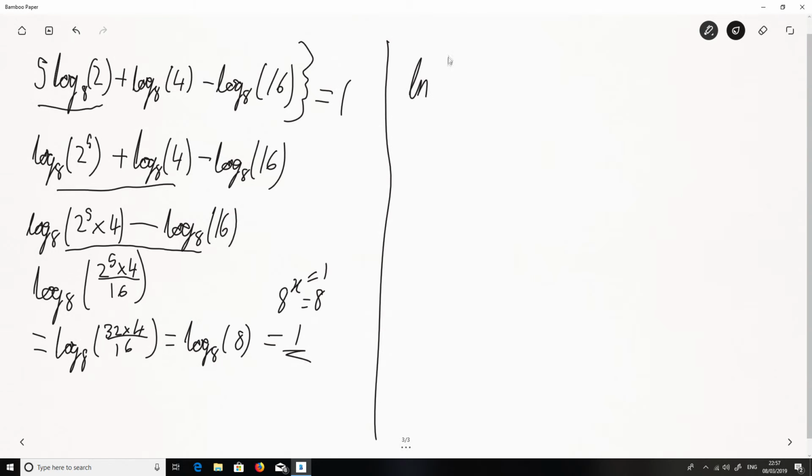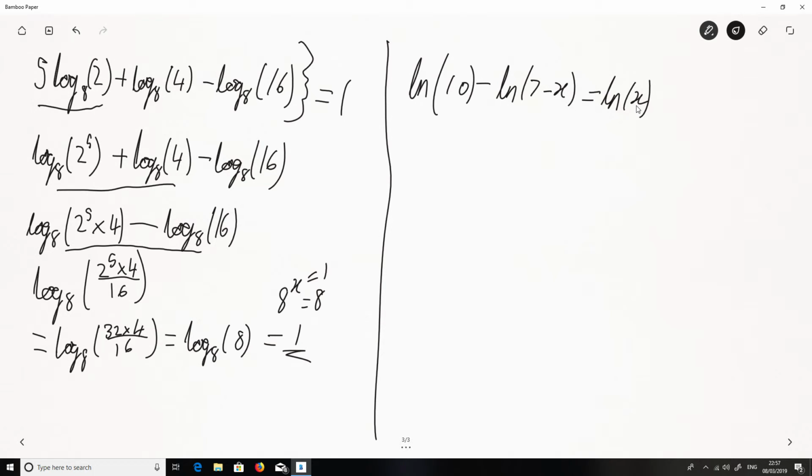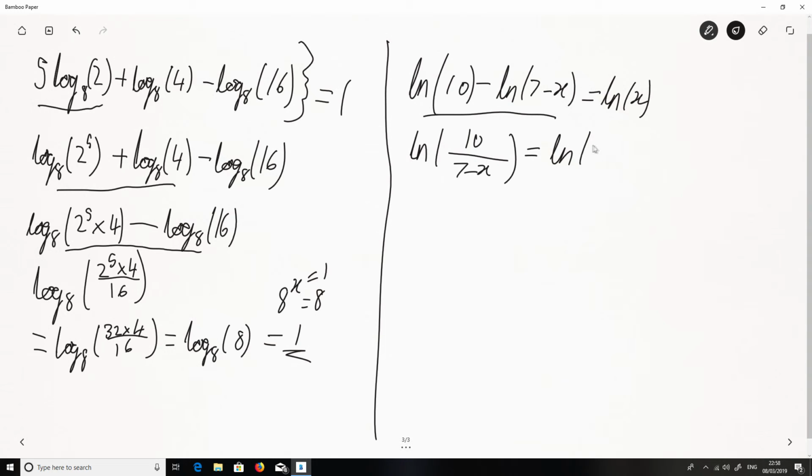So the equation we're going to try and solve is natural log of 10 minus natural log of 7 minus x equals natural log of x. Now, you may look at this equation and just be like, well, what am I meant to do with that? I've just got a bunch of logs with a couple of unknowns on each side. It makes it kind of confusing to solve. So, when in doubt with logs, just use the rules you remember to simplify the equation as much as you can. So, we'll start off, we've got this subtraction here, so we'll do the natural log of 10 over 7 minus x, grouping those up together, equals natural log of x.